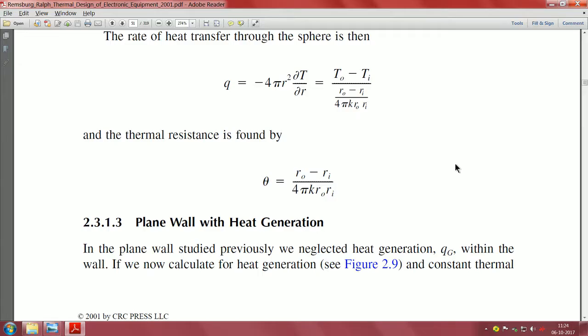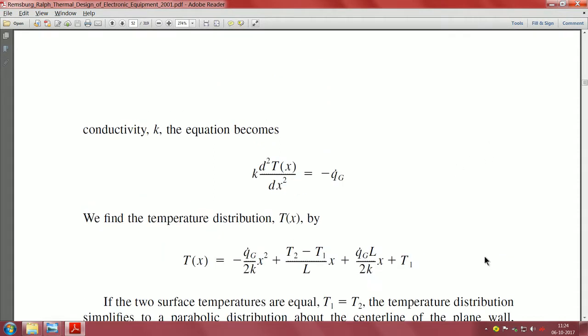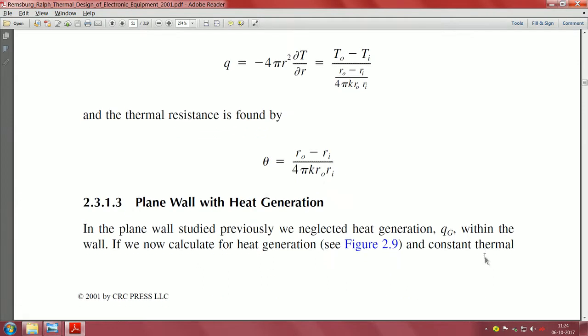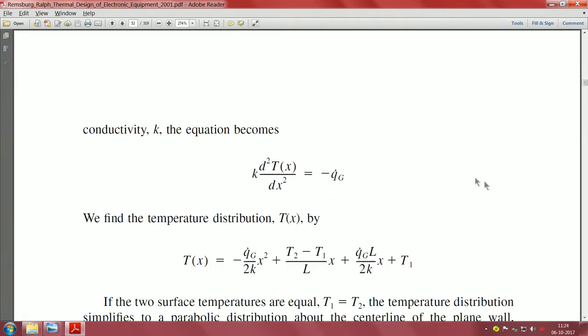Allow me to start from where I rushed through yesterday. So, you see, again, I copy from the book. In the plane wall, we neglected heat generation within the wall. If we now consider the heat generation, with constant thermal conductivity, the equation becomes, and so on here.